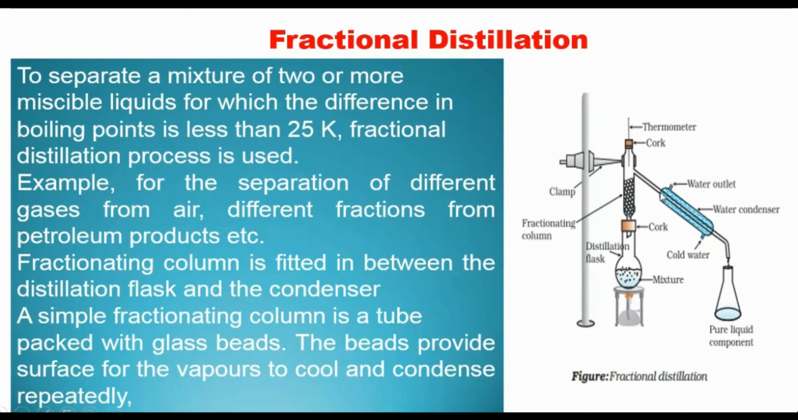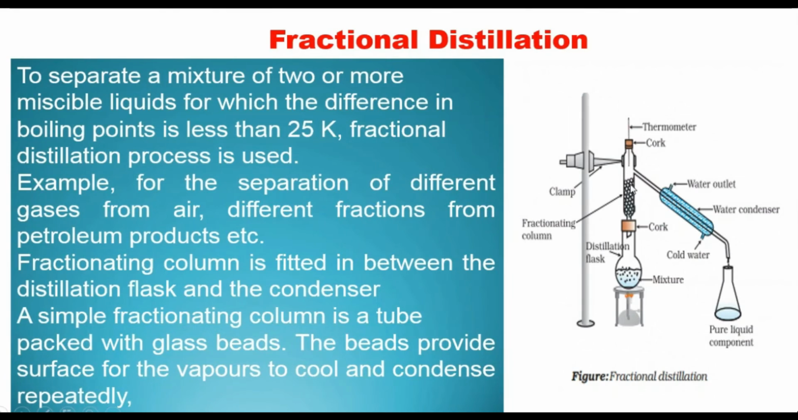Here the only major difference is what? In fractional distillation, a fractionating column is added. All the procedure is the same, all the arrangement is the same as that of distillation. The distillation process and the fractional distillation process are almost the same. Only one major difference is there, and this is the fractionating column. Now what happened? This fractionating column is fitted in between this distillation flask and the condenser.